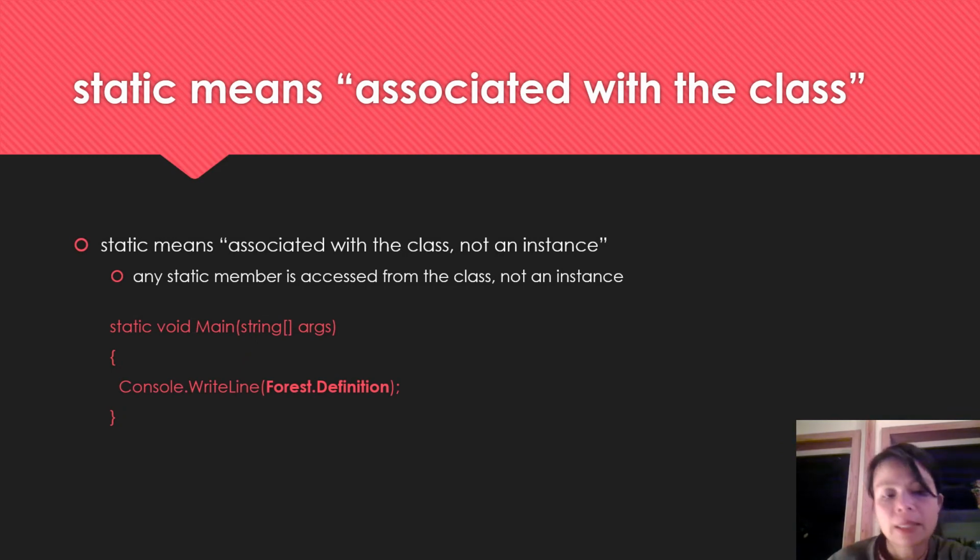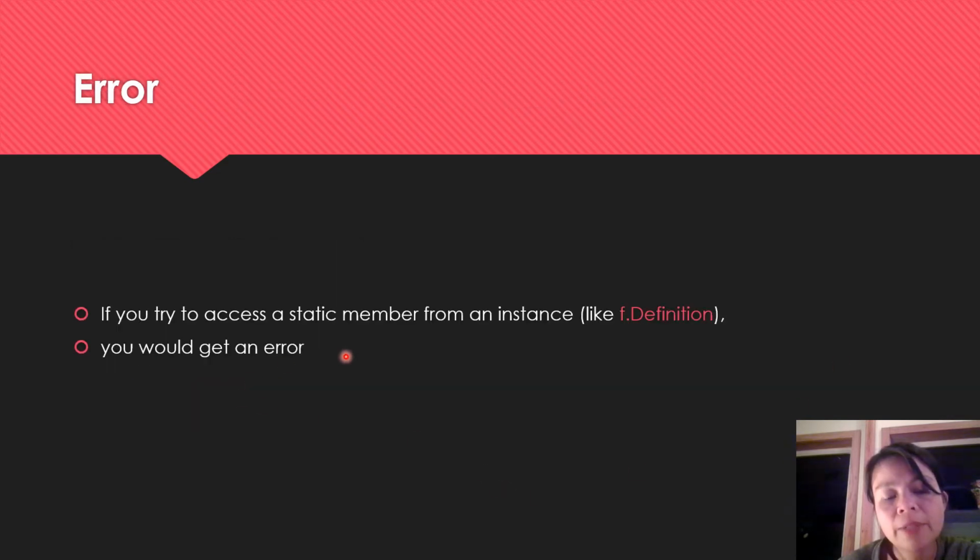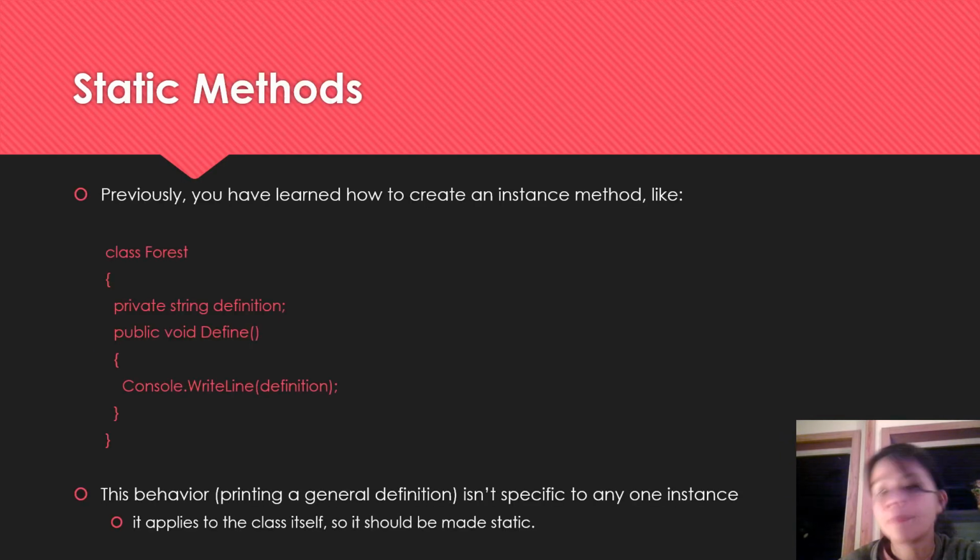So static means basically associated with the class. Static means it's associated with the class, not with the instance. Any static member is accessed from the class, not an instance. So if you try to access a static member from an instance, like f.definition, you're going to get an error. Okay, so f is an instance, right? And you're trying to get the definition for that instance, so that is going to show an error.